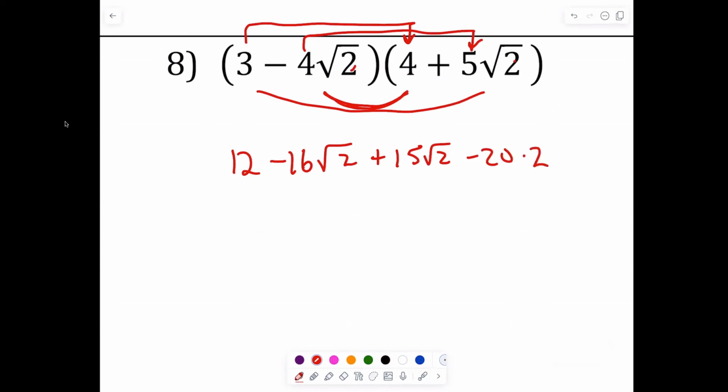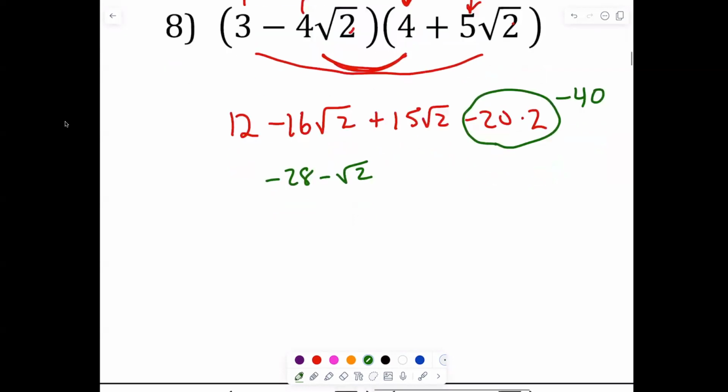All right, come on now. I wrote it all out for you. Now I want you to look at the -20 times 2. What's that? -40. So now you should be able to tell me what's 12 minus 40. -28. -16 plus 15. Negative radical 2. Everybody good with that? Anybody have any questions? You're good. It's the same.